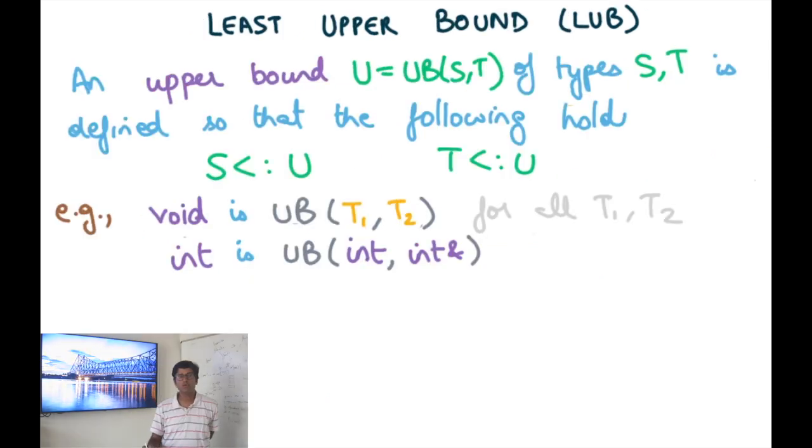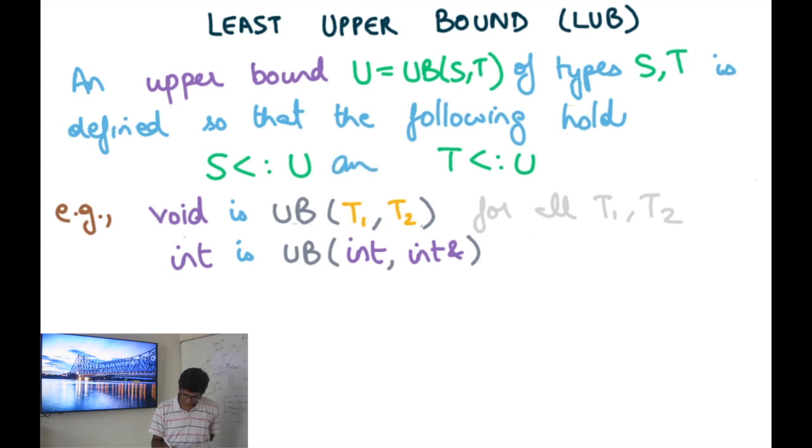All right, so before I move on to my next construct, I want to introduce this notion of the least upper bound of two types. And before I do that, I'll introduce upper bound. An upper bound U, represented by U = UB, upper bound of two types S and T. Let S and T be two arbitrary types, then we say that U is an upper bound of S and T if the following holds. So U is an upper bound of S and T if and only if S is a subtype of U and T is a subtype of U. So both of these should hold, okay?